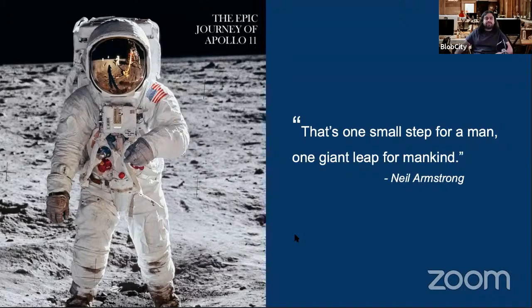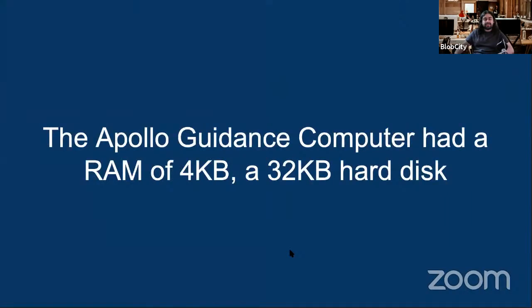But what's interesting about this phenomenal achievement that we did in the 1950s and 1960s was that the Apollo guidance computer had a RAM of 4 kilobytes and a hard drive of 32 kilobytes, right? Just take a sense of what we're looking at here. 4 kilobytes of RAM. Can you even buy a cell phone today with 4 kilobytes of RAM? Probably not. Cell phones will have a minimum of 1 gigabyte of RAM, 2 gigabytes of RAM.